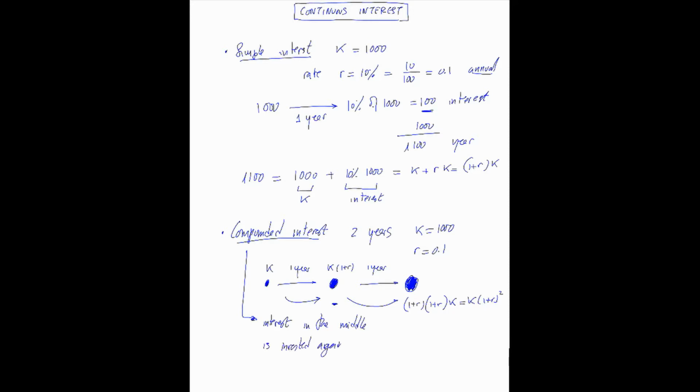So to repeat, you have a small amount, multiply by 1 plus R to get something bigger, leave the interest in the bank, multiply by 1 plus R to get something bigger at the end of the second year, leave it all together in the bank, and get something bigger at the end of the third year. So 3 years will be K times (1 plus R) to the third, and so on.